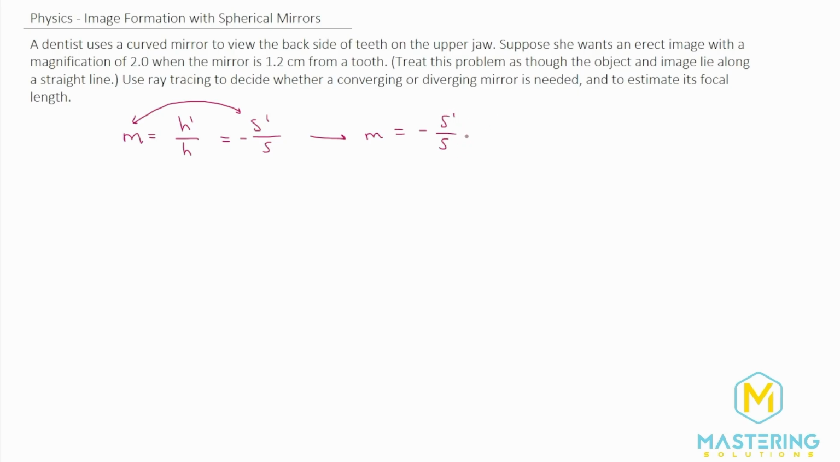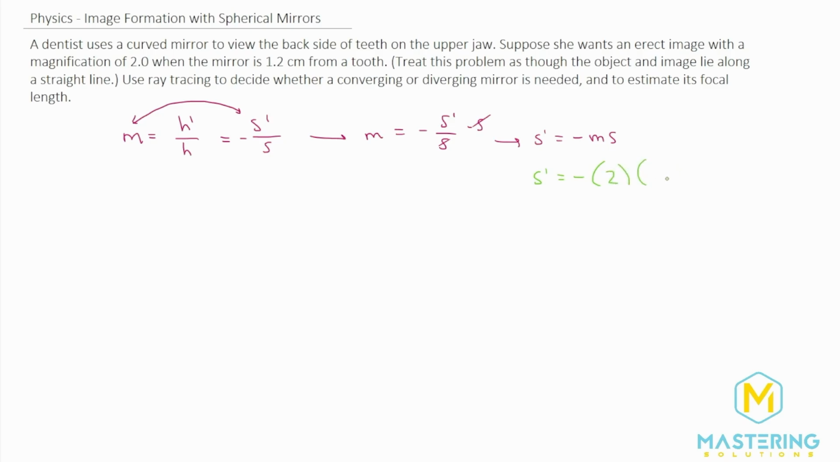First, let's isolate this by multiplying both sides by negative s. Now the image distance is equal to the negative m times s. The question tells us that we want the magnification to be 2, and the distance from the teeth is 1.2 centimeters. So s prime is equal to a negative 2 times the 1.2.